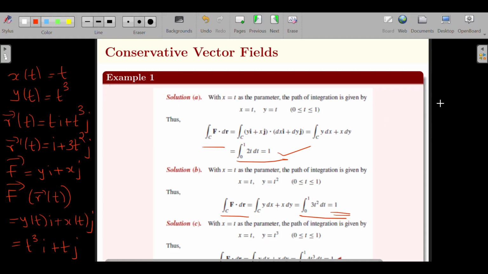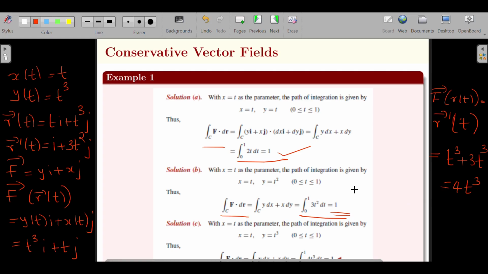Now the next thing that we have to compute is f of r of t dot r dash of t. F of r of t is t cube i plus t j and r dash of t is i plus 3t square j. So it will be t cube plus t into 3t square, that is 3t cube. So it will be equal to 4t cube.